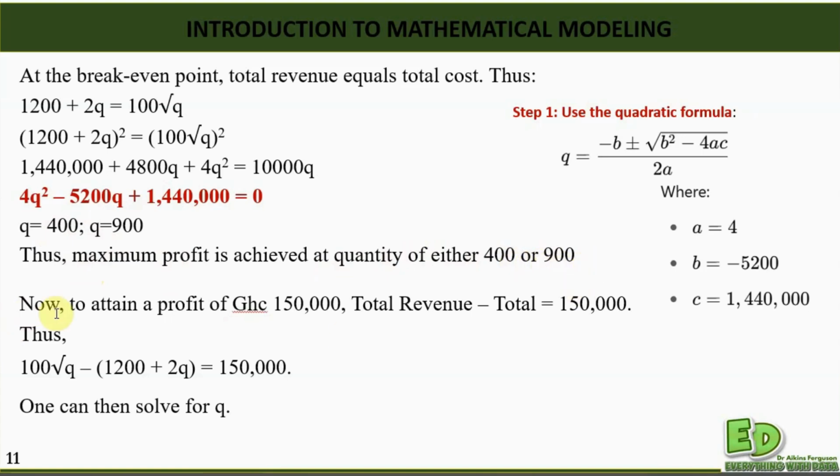Now, to attain a profit of 150,000, total revenue minus total cost is equal to 150,000. So here we have the same function we have here, but the revenue function minus the cost function will give us the profit of 150,000. So we can also solve that. You can solve for Q to attain the value for our quantity.